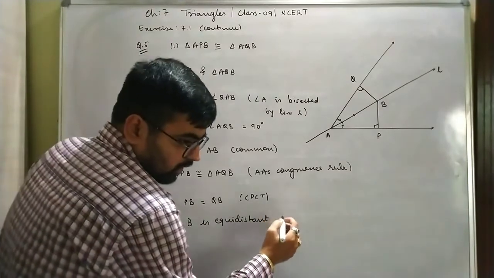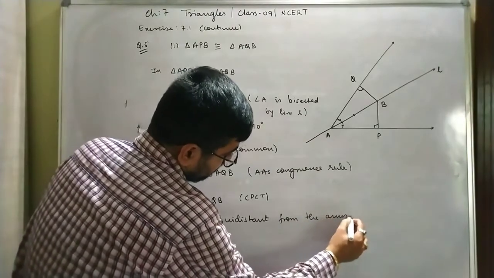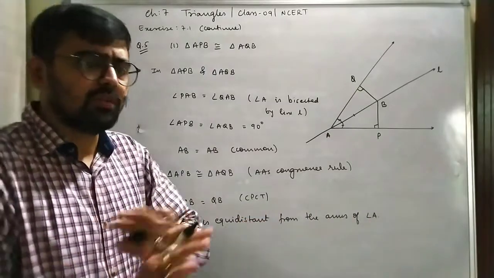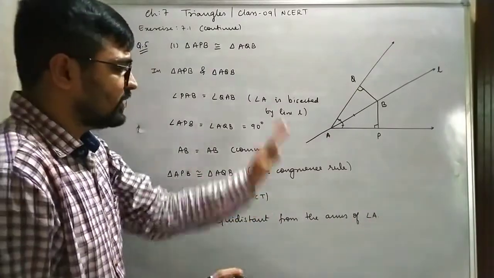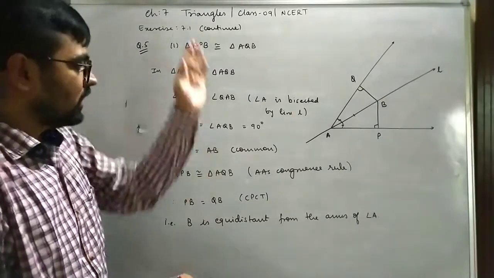equidistant from the arms of angle A. That's it. Nothing more than this. We don't need to write anything extra. This much is good enough. That's it. Correct? You can pause the video and note it down.